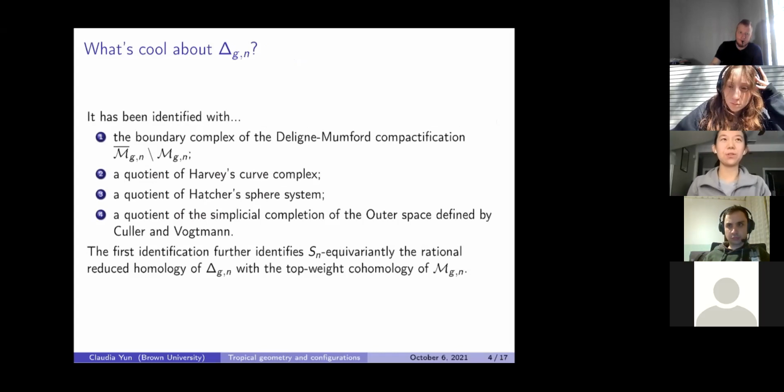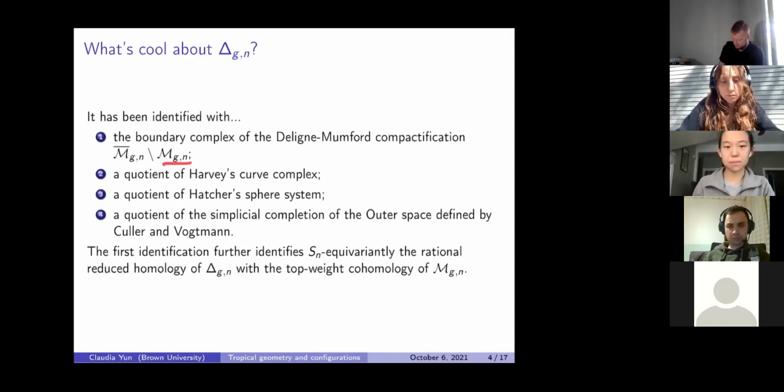Okay, so now we sort of know what this delta GN is about, but why do we care about it? Well, it's actually a really cool space, surprisingly, because it has been identified with many other cool spaces in math. For example, it's been identified with the boundary complex of the Deligne-Mumford compactification of the algebraic moduli space of smooth curves of genus g with n marked points. And that's M_g,n here. And it's also been identified with a quotient of Harvey's curve complex.